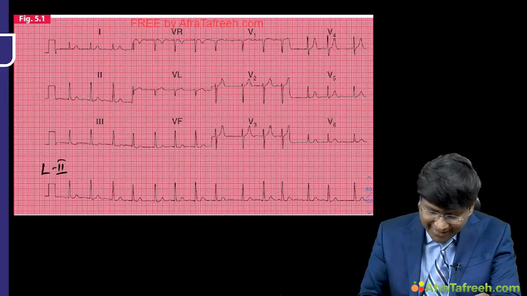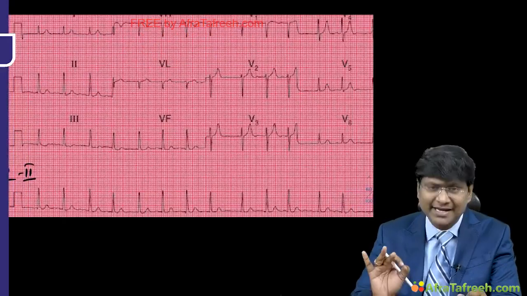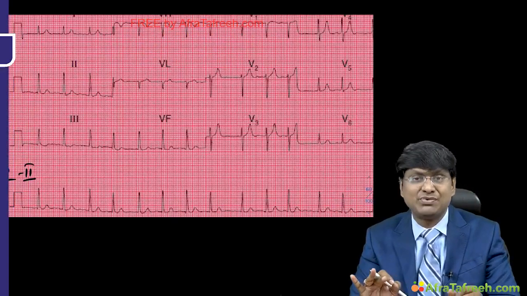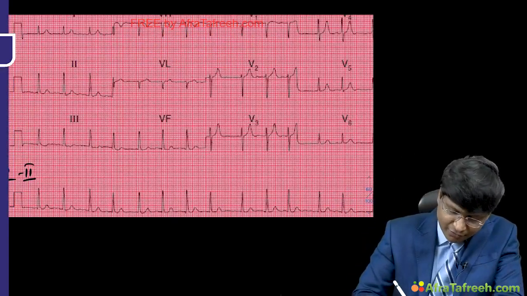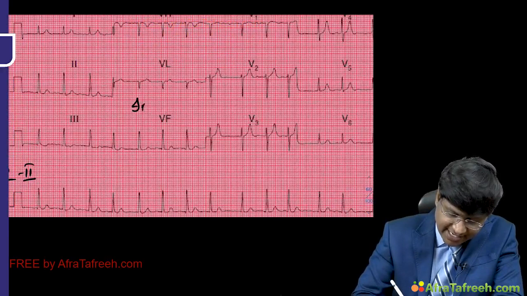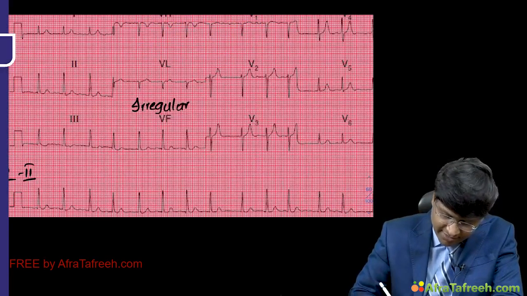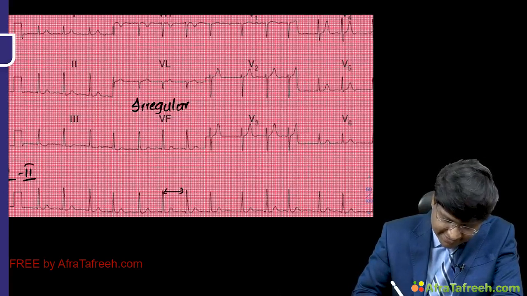Now, if you observe very closely and clearly the P wave as well as the rhythm here, first and foremost, there is an irregular RR interval. When there is an irregular RR interval, the RR interval is varying. You can see that here.